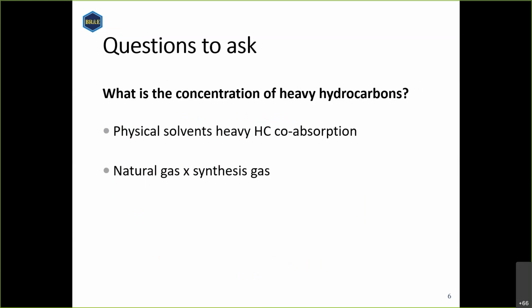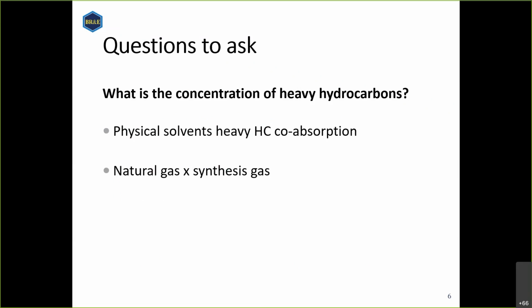Some other questions that we need to ask are, can any of the other components that are present co-absorb into the solvents? So again, with physical solvents, heavy hydrocarbons tend to be very soluble in physical solvents, and that's something that we're going to have to think about.